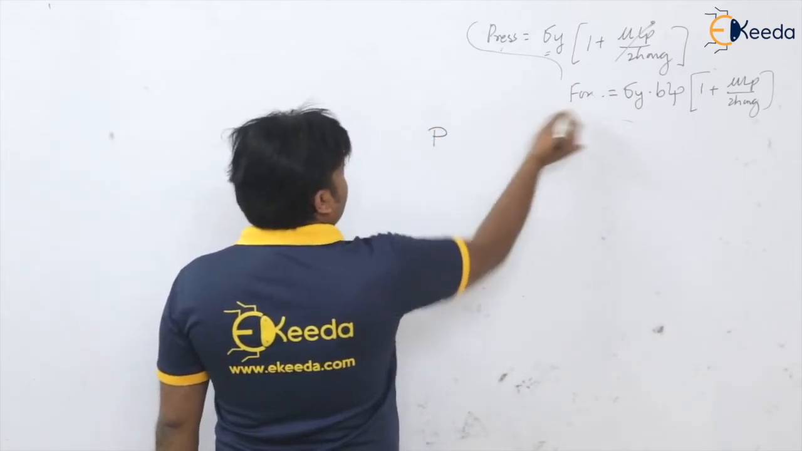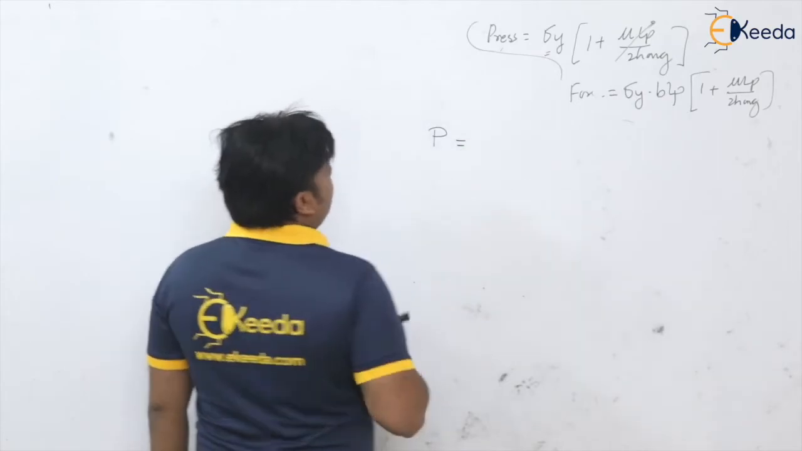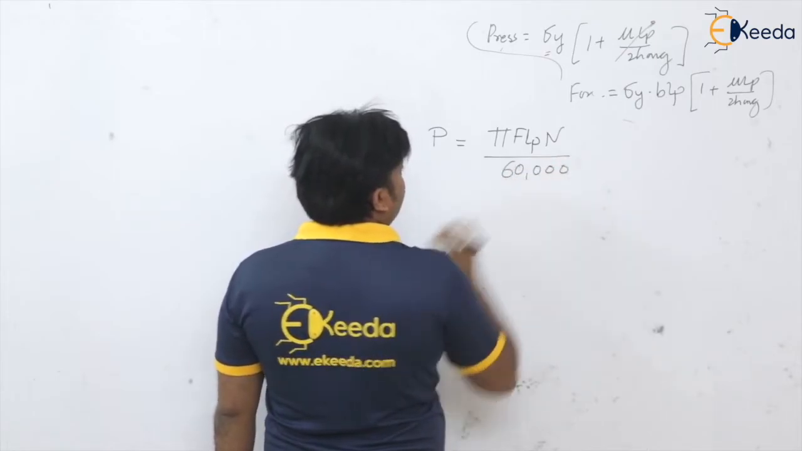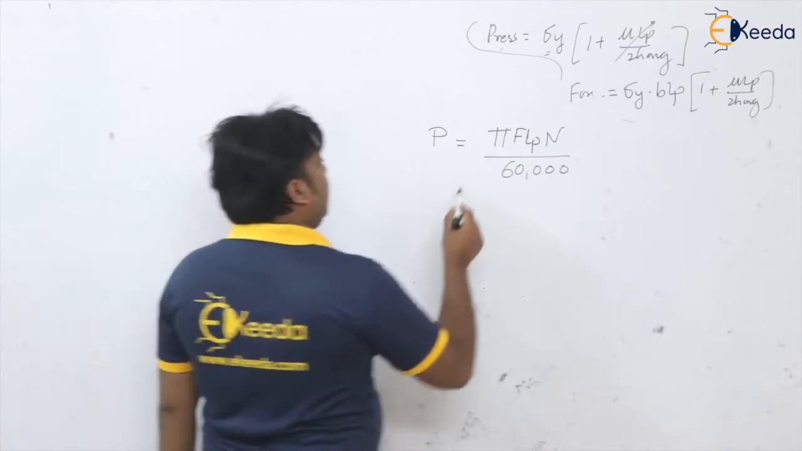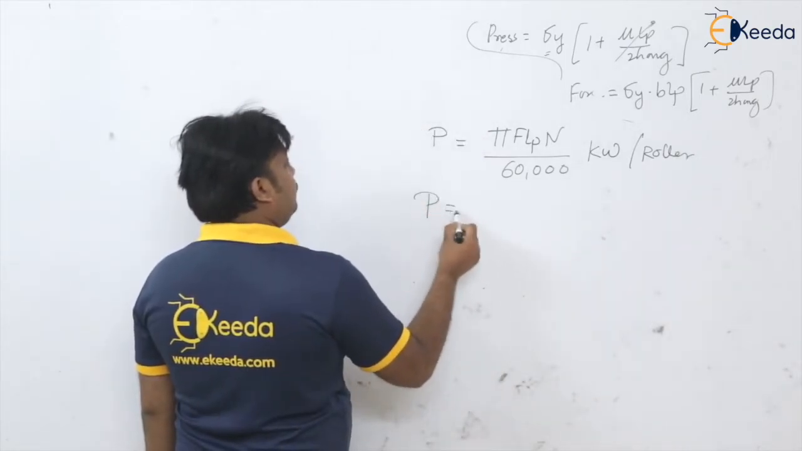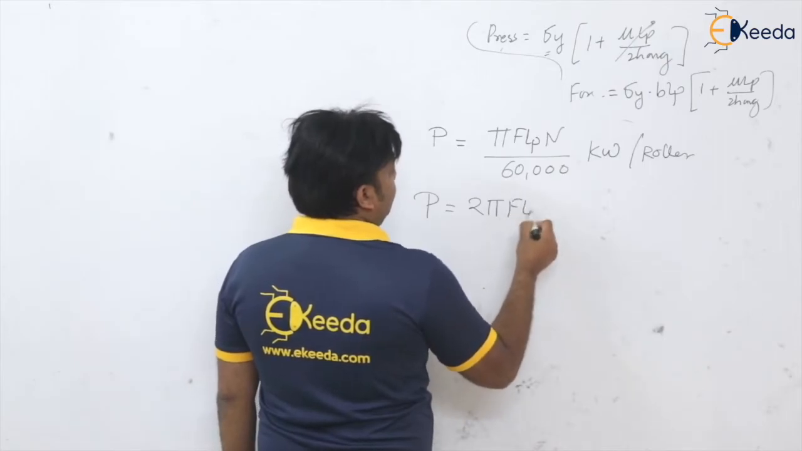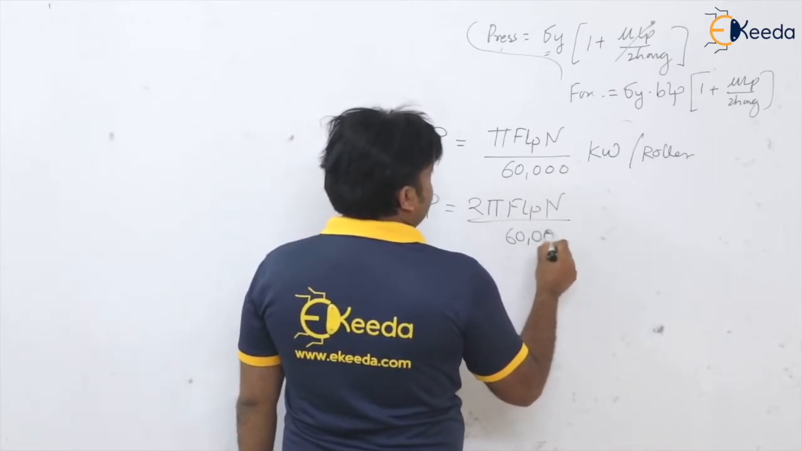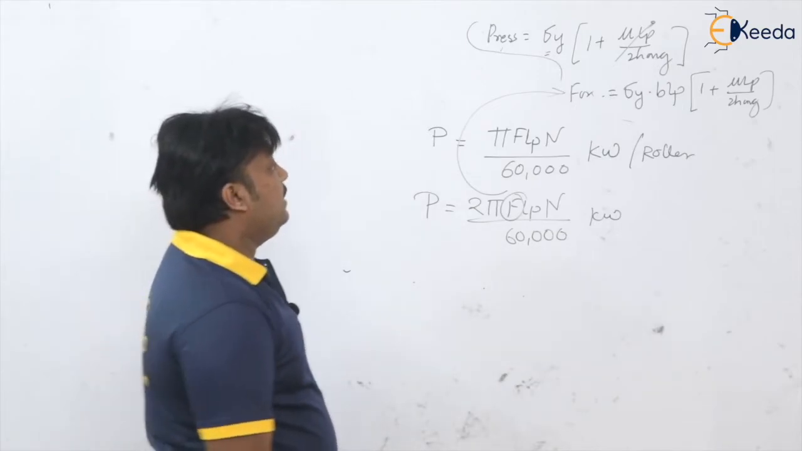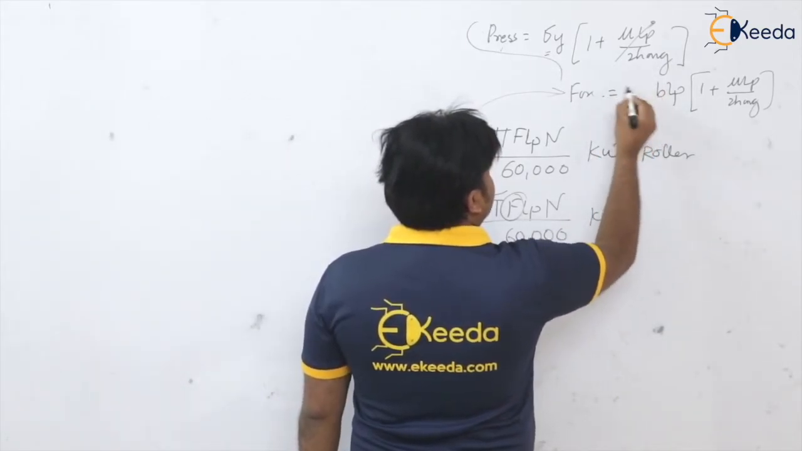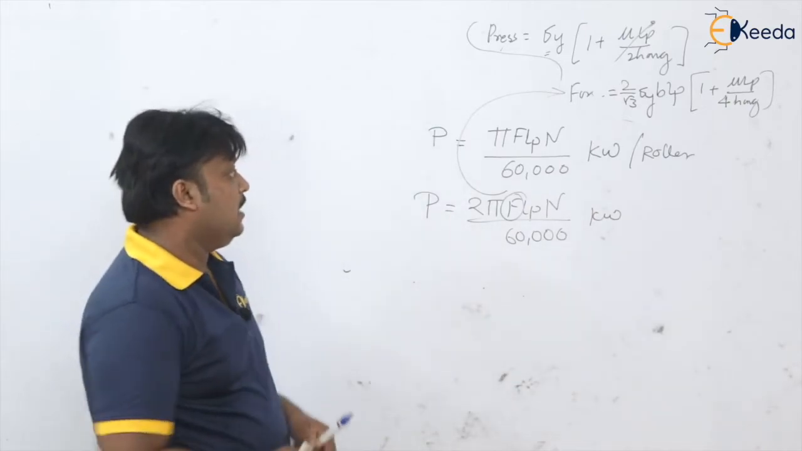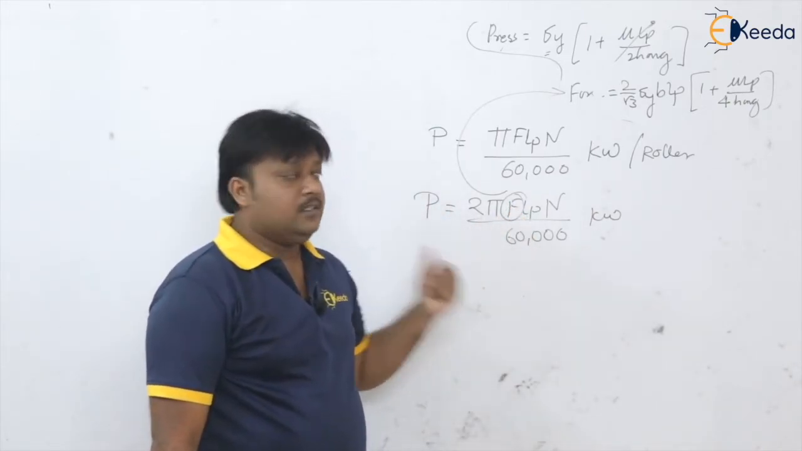So here, once you get this force, you directly get power equal to pi F LP N divided by 60,000. This is also a way to calculate the rolling power. Okay, and this is the power directly in kilowatt per roller. If you want the maximum power, then go for multiplying, 2 pi F LP N divided by 60,000 kilowatt. So here F will be calculated with this formula, where we have not considered the plane strain condition. If plane strain condition, 2 by root 3 times sigma y, and instead of 2 here, 4 will come. That is the difference.